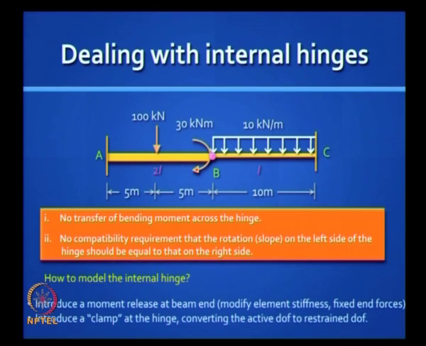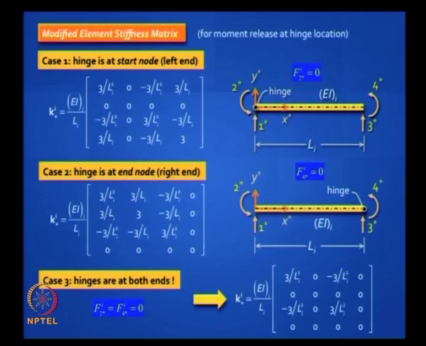We have already learned how to deal with these in beams, so it is basically the same. So I am just showing you some of the old slides on how to deal with an internal hinge. There is no transfer of bending moment across the hinge and no compatibility requirement regarding rotation. So we introduce a moment release and we introduce a clamp.